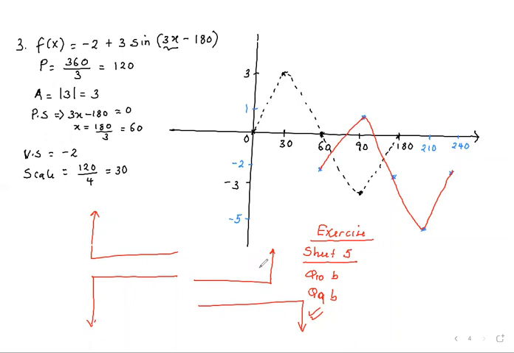You divide 360 by B. No, you'll be just doing the one complete oscillation.